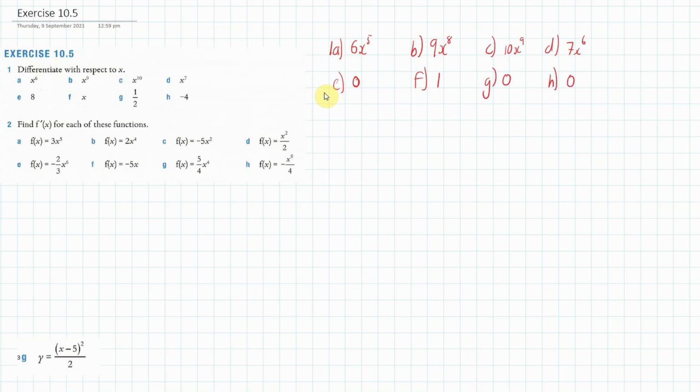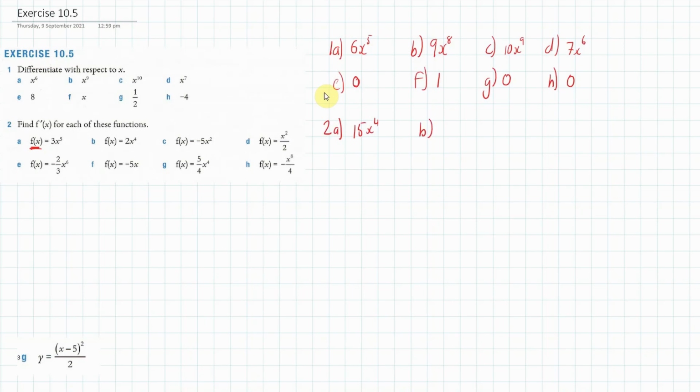Okay, so they're gone. Now, we're going to try and find f prime x. Now, f prime x is just another way of writing dy dx, except we write it f prime x when we've been given a function notation. So it's differentiating when you've been given f(x) rather than y. So for this one, a, it should be 15x to the power of 4. So we go 5 times 3 is 15, and then drop the power down of the x.